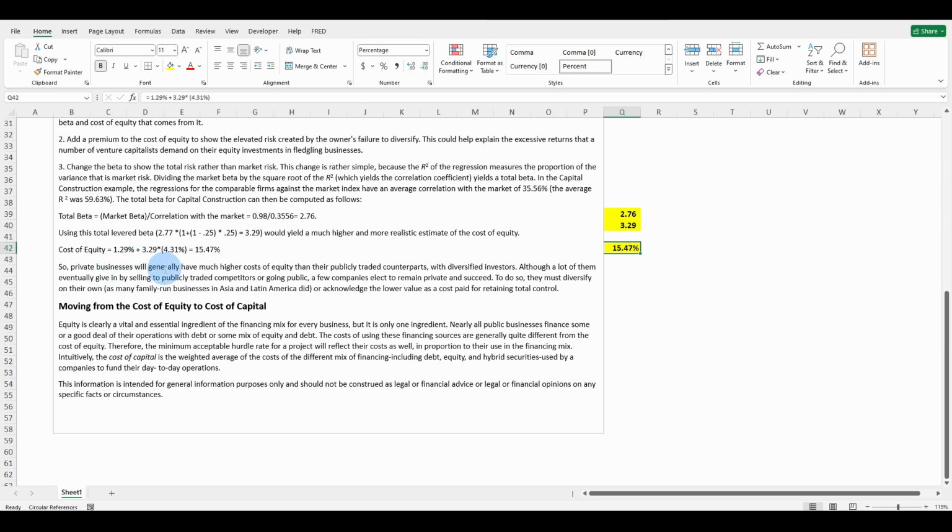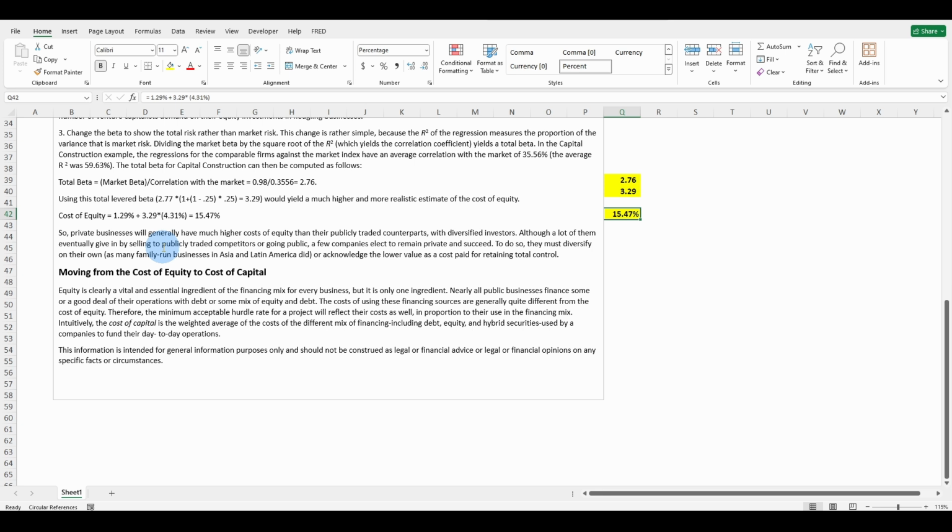Private businesses will generally have much higher cost of equity than their publicly traded counterparts with diversified investors. Although a lot of them eventually give in by selling to publicly traded competitors or going public, a few companies elect to remain private and succeed. To do so, they must diversify on their own, as many family-run businesses in Asia and Latin America have done, or acknowledge the lower value as a cost paid for retaining total control.